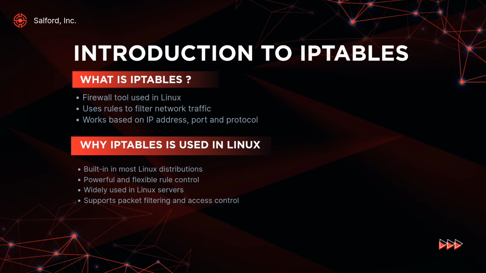There are main reasons. The first one is it comes pre-installed in most Linux systems, highly configurable, supports packet filtering, NAT and port blocking, and is also commonly used in servers. In summary, firewalls are essential for network security, and IP tables is an important firewall tool used in Linux systems to protect computers and servers.